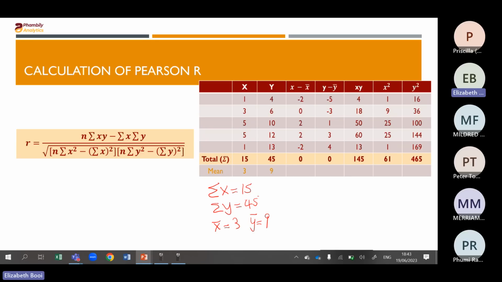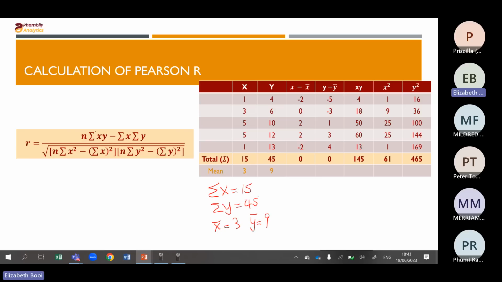3 minus 3 is 0. 5 minus 3 is like that. Also similar will be for the y, where you say 4 minus 9 is minus 5. And like that, then go and do all of them. I'm interested in the summation.